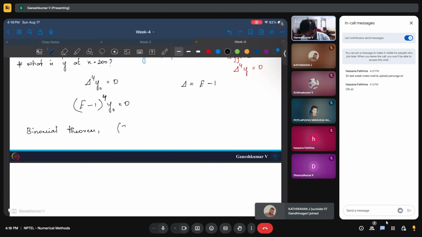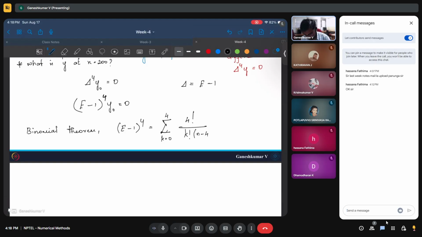So if you have (e − 1)^4, then you can write it as the summation k equals 0 to 4 of 4 factorial divided by k factorial times (4 − k) factorial, times e to the power 4 minus k, times 1 to the power k. Okay, so you do this summation.